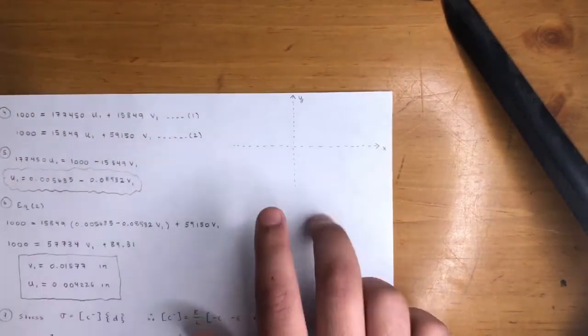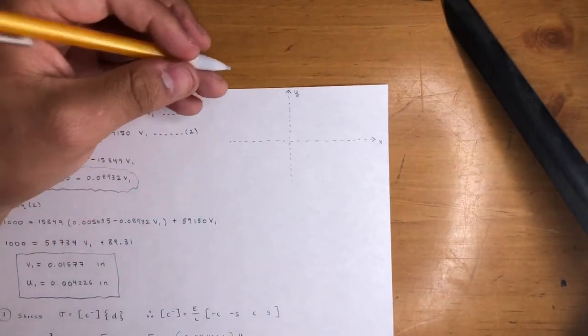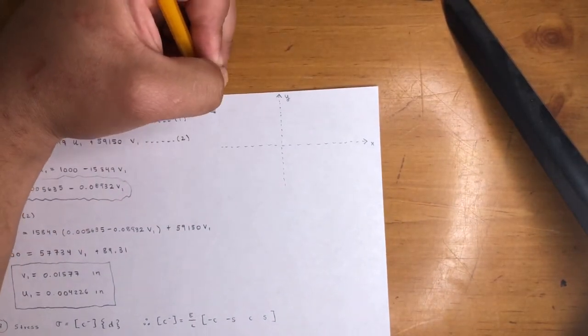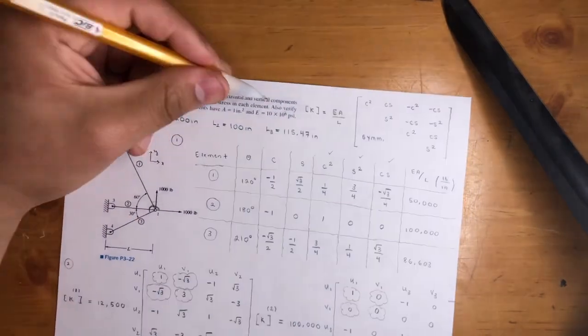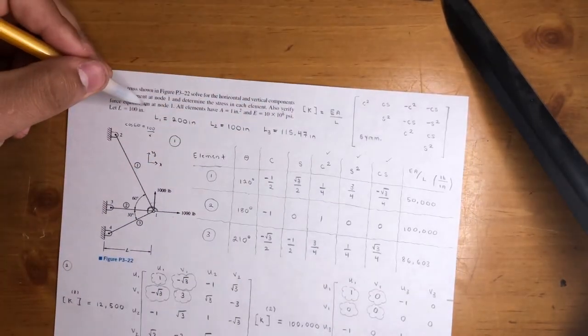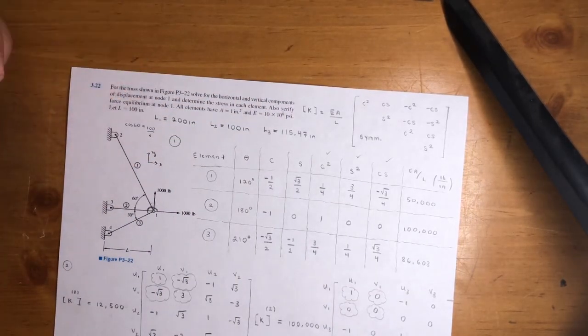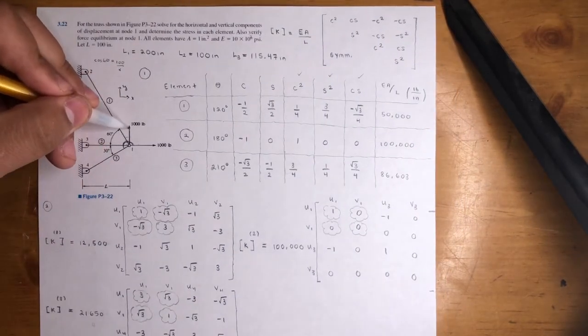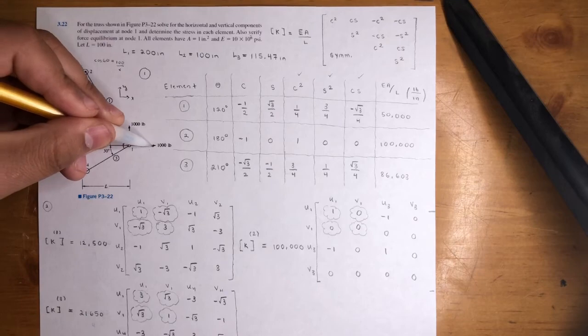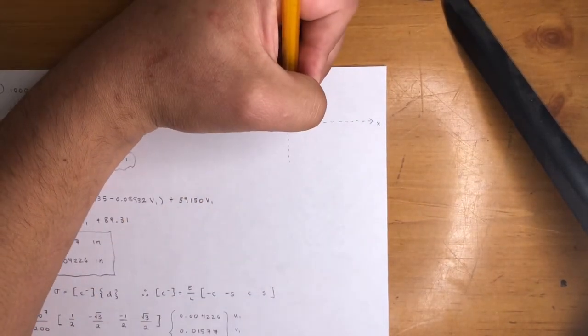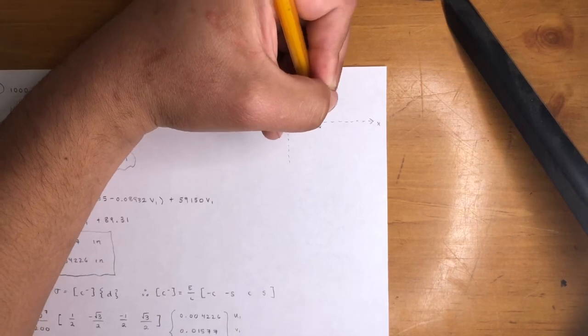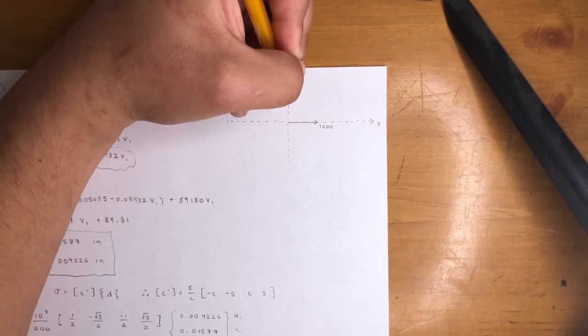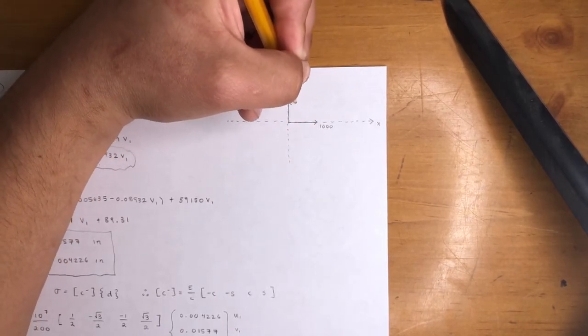Now last step, we got to make sure this makes sense. So this is step 8. It says verify the force equilibrium at node 1. Okay? So look, at node 1 we see positive 1000, positive 1000 to the x and y. So let's go ahead and do that. Let's go to 1000. And then this is 1000.